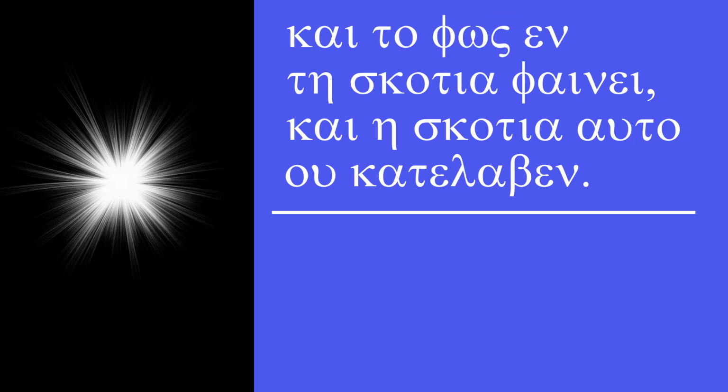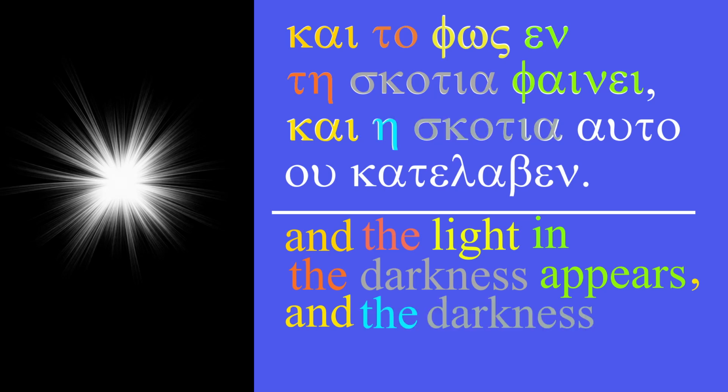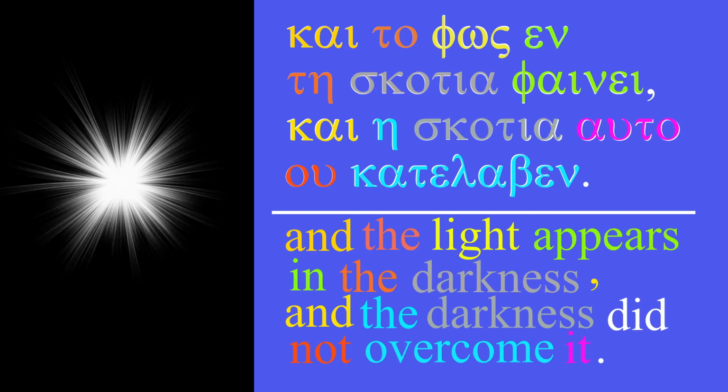Now let's run through the whole verse. Ke, and, to, the, phos, light, en, in, ti, the, skotia, darkness, pheni, appears, ke, and, e, the, skotia, darkness, auphto, it, ou, not, katalaven, overcome. And to put it in English word order, and the light appears in the darkness, and the darkness did not overcome it. We have to add the word did here to smooth it out in English, but otherwise, there it is. And that's John chapter 1, verse 5.